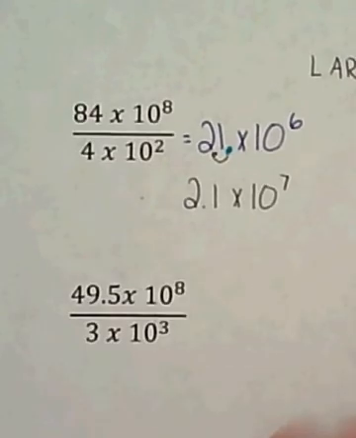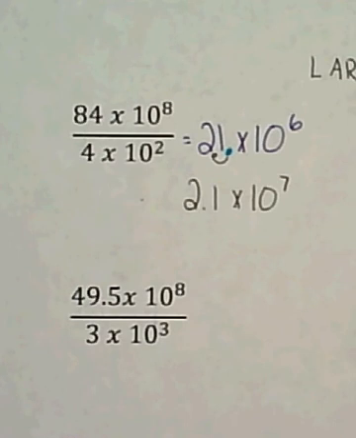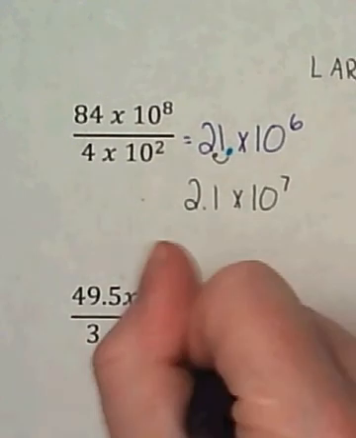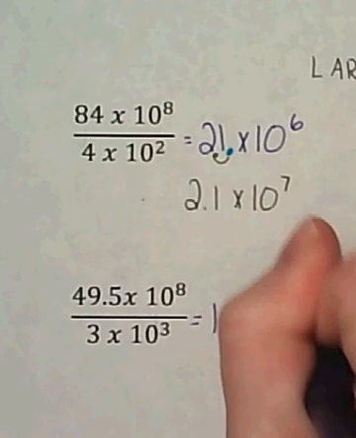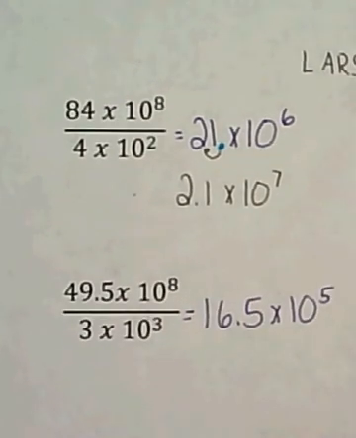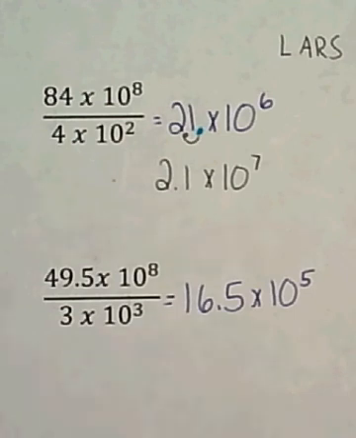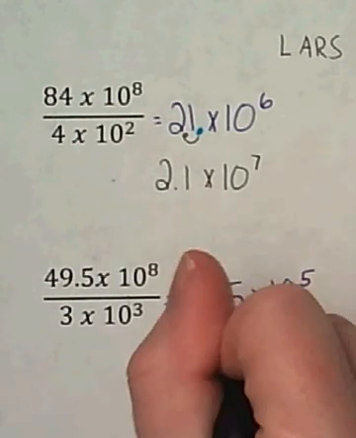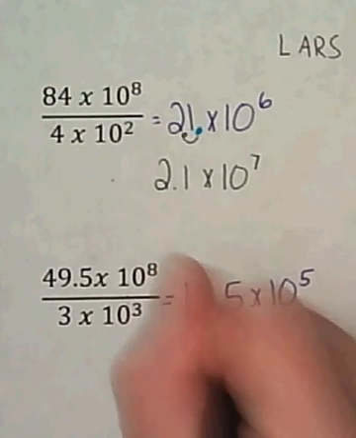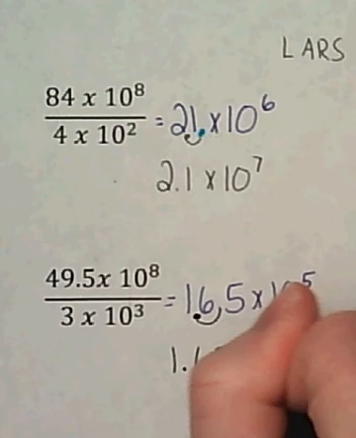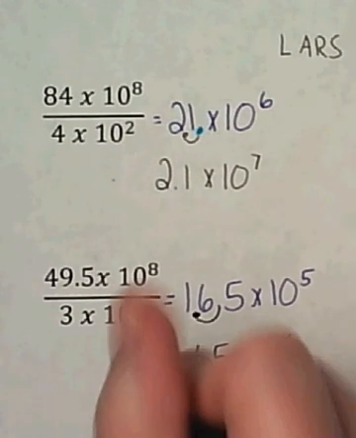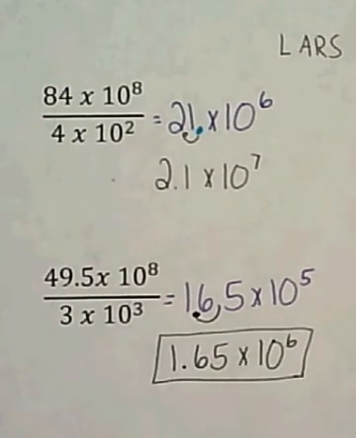Okay, let's try another example. So we have 49.5 times 10 to the 8th, and then we have divided by 3 times 10 to the 3rd. So we could divide 49.5 divided by 3, and we would get 16.5 times 10 to the 5th. Now, is that proper scientific notation? No, it is not, because we want one number. So we want to move it once to the left. So we have 1.65 now times 10 to the 6th. And that should be our answer. Okay, so it's pretty simple.